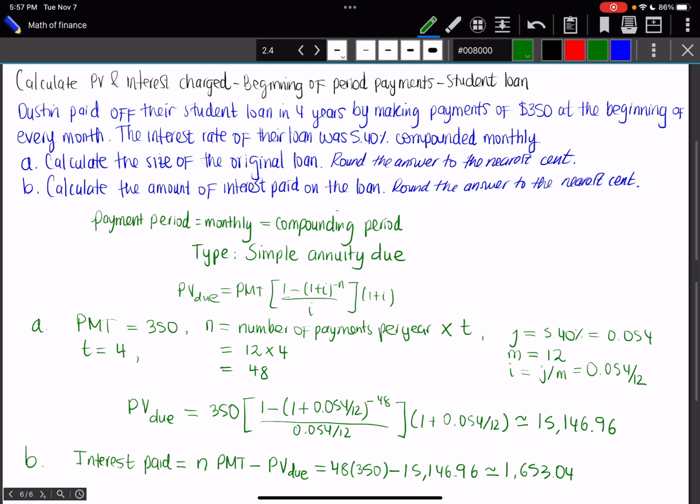And then to answer part B, we computed the subtraction between the total amount of money that was paid and the present value of the annuity. So we did 48 times 350 minus what we found for the present value of the annuity, and we got $1,653.04.